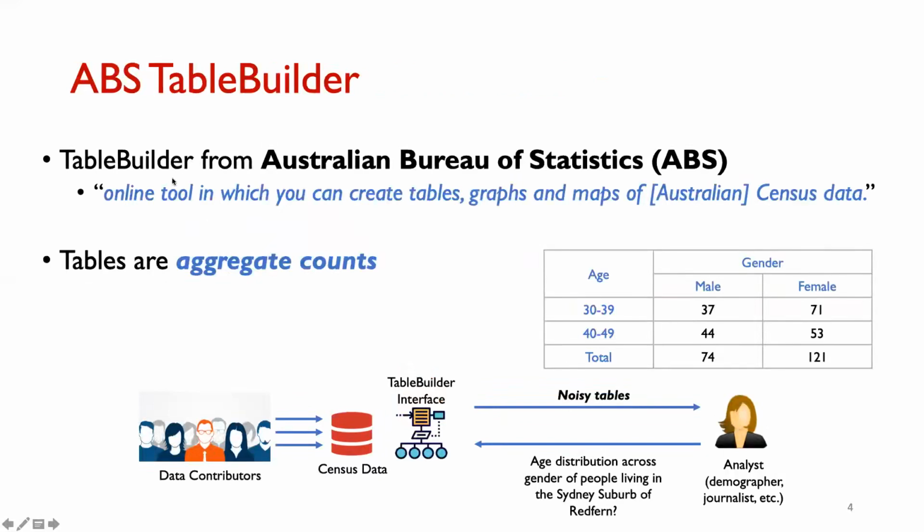So Table Builder, which is a tool from the Australian Bureau of Statistics, is a tool to query census data. Australian Bureau of Statistics, abbreviated as ABS, is in charge of managing Australian census data, and this tool lets users create tables, graphs, and maps of Australian census data. The tables are aggregated counts, and the counts are noisy, and the analysts could choose different attributes in the census data, for instance, age and gender, and would get a table of noisy counts.